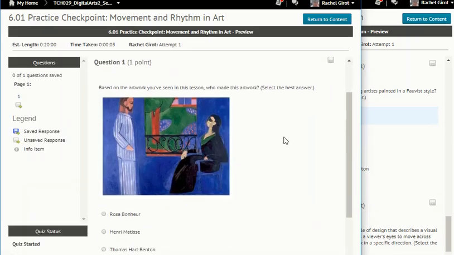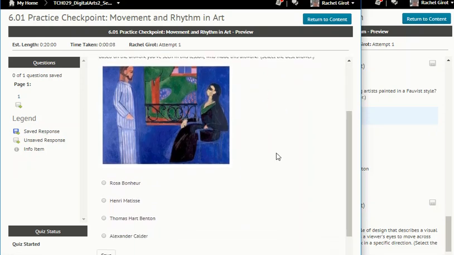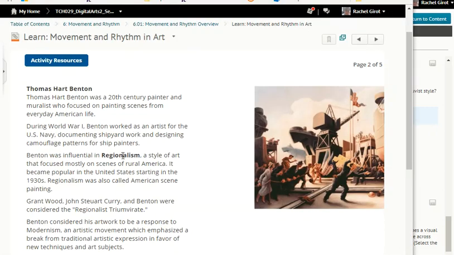Based on the artwork you've seen in this lesson, who made this artwork? Would it be Rosa Bonheur, the animal painter? Henri Matisse, the Fauve, the wild beast? Thomas Hart Benton, who invented... What was he famous for? No, he was the regionalist.